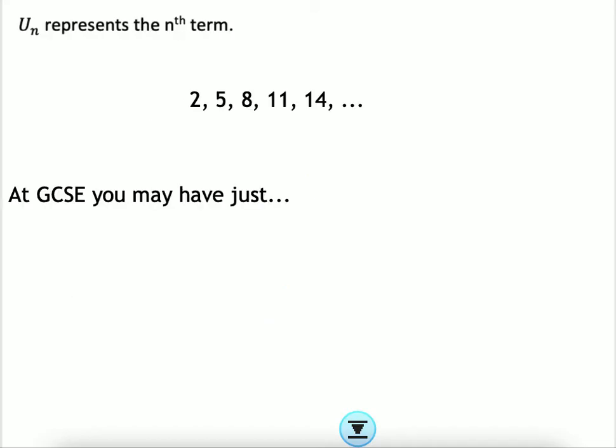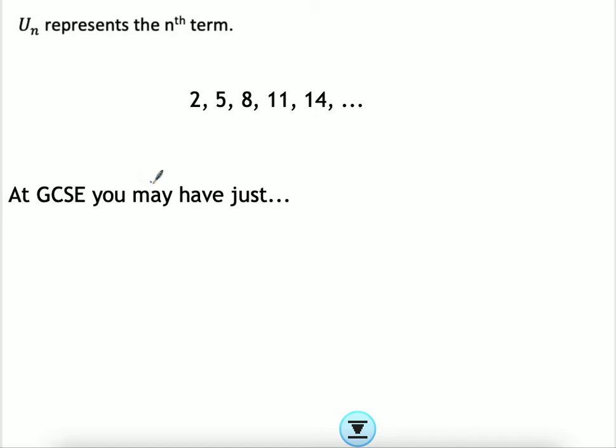So what else will you have been asked to do beforehand? You've been asked to find the nth term of a sequence, an arithmetic or a quadratic or something like that. Now at A level we use this notation to represent the nth term, where un represents nth term, u1 will represent the first term, u3 the third term, and so on.